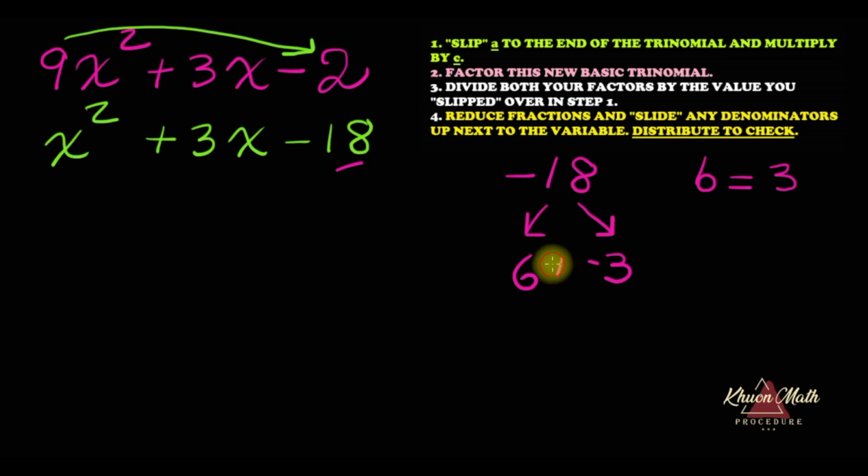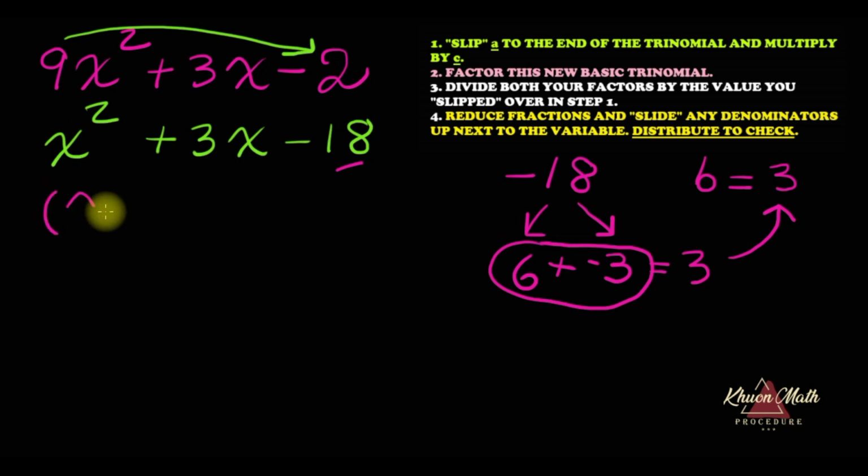And then we add these two numbers up. It comes out to positive 3. And hey, look at that. That's what we're looking for. So these are the two numbers that we're looking for, the two factors. So what do we do with those two factors? Well, we're going to use those two numbers, and we would write that in factor form.